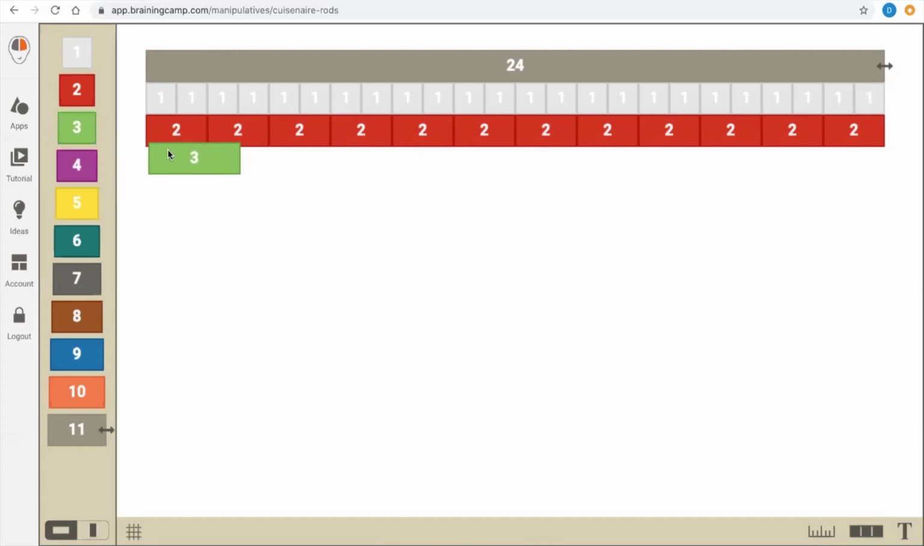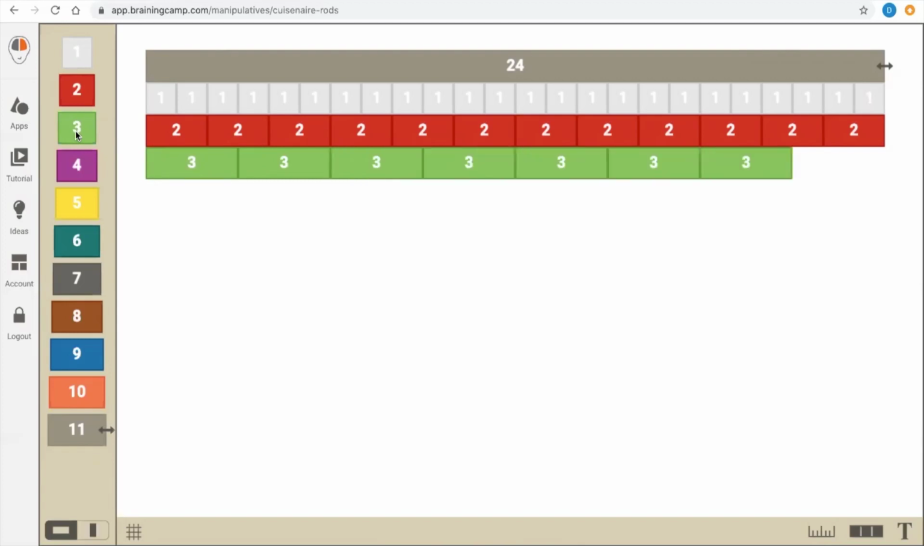We have threes a shot. Remember, threes didn't work on 20, but let's see if they work here. 2, 3, 4, 5, 6, 7, 8. Okay, so we got 8 threes under there that fit perfectly.